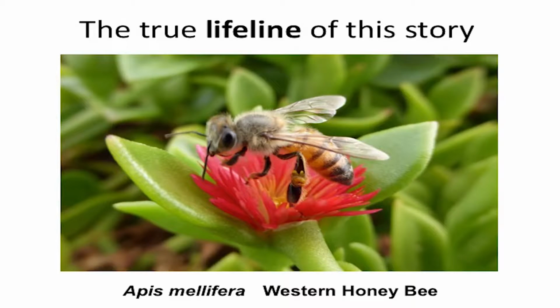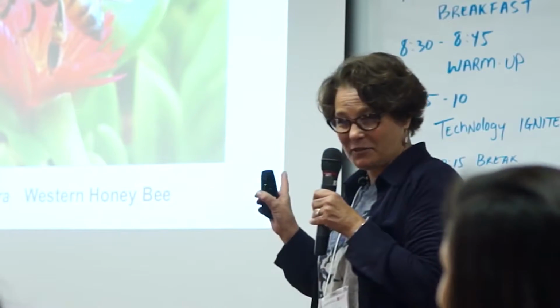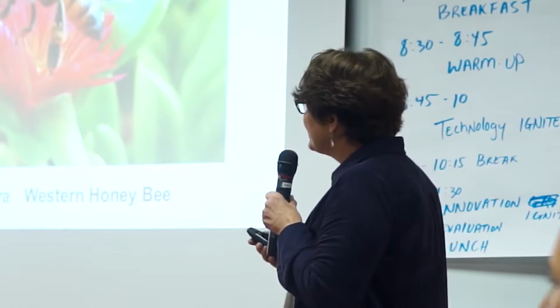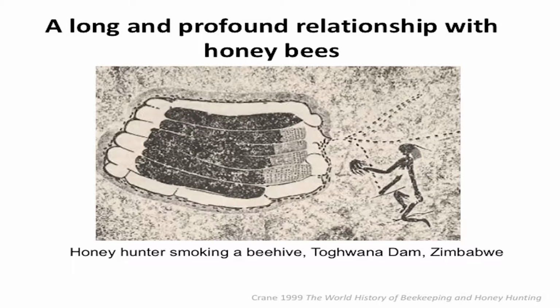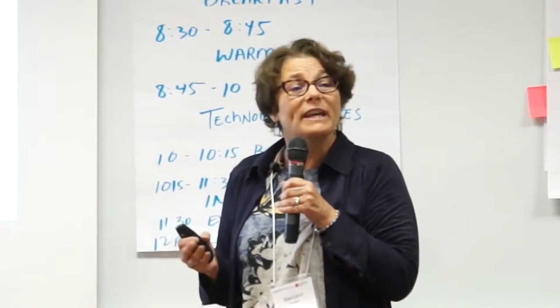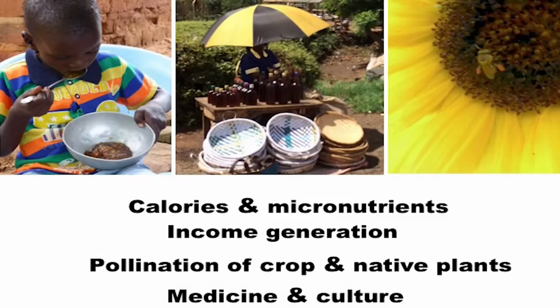So the true lifeline of this story, perhaps, especially of this initial innovation, is this fabulous little insect, one that you would not want to eat, John. This is not an insect for eating. This is the western honeybee, native to Africa, and we have a very long and profound relationship with honeybees, we humans. This relationship is across cultures, and it's also quite old, even before modern humans, it predates modern humans.